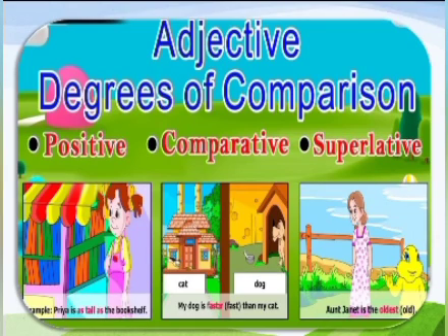So let's recapitulate. There are 3 degrees of comparison: positive, comparative and superlative. The example here is Priya is as tall as her bookshelf. Cat and dog. We are comparing here two. That means we are going to use the comparative degree. My dog is faster than my cat. And here I'm going to compare it among all. Then it is Aunt Janet is the oldest. That means you have compared aunt with among many of your friends or relatives.